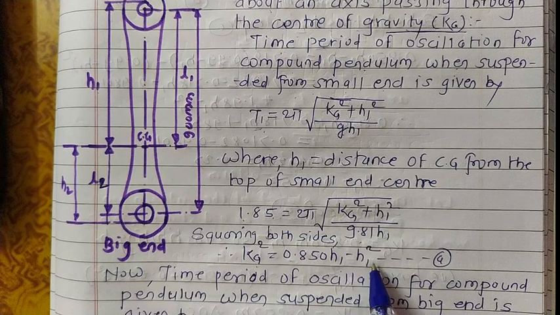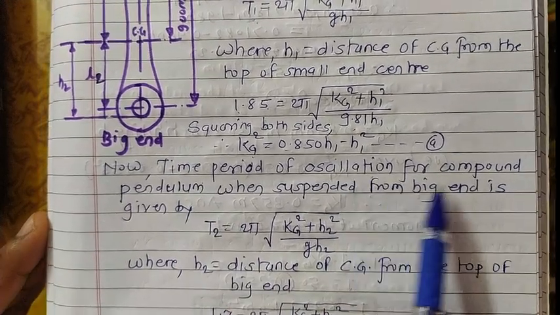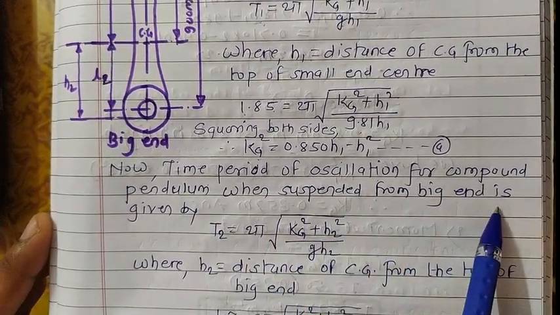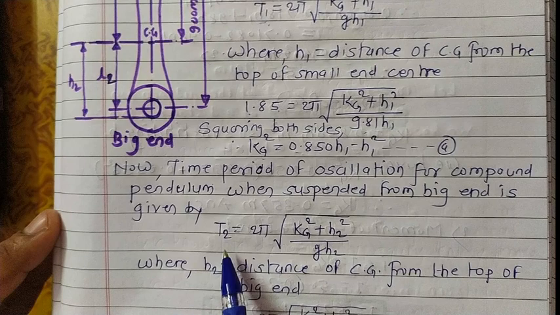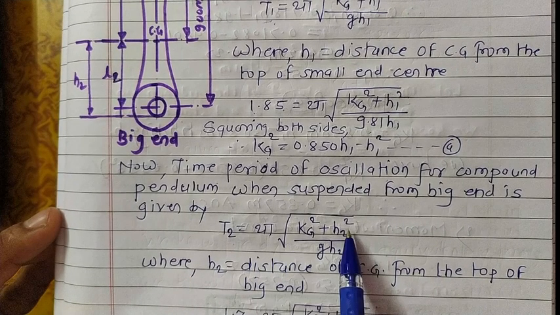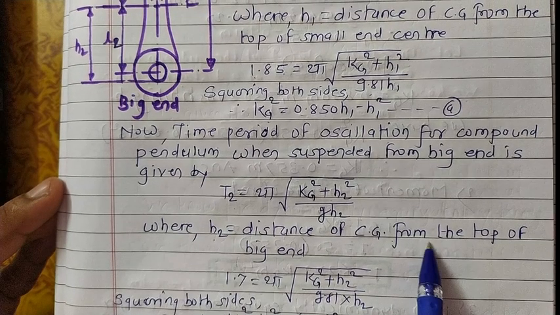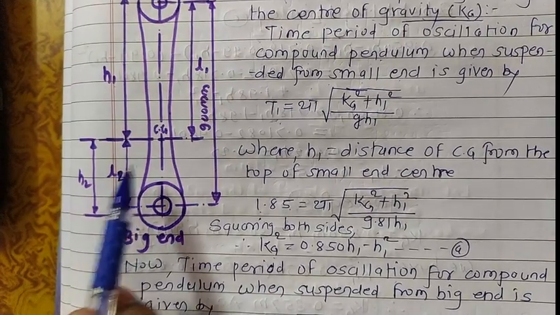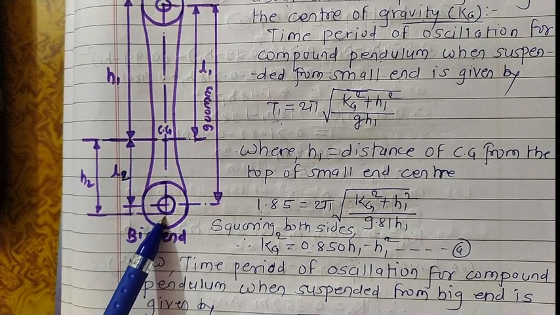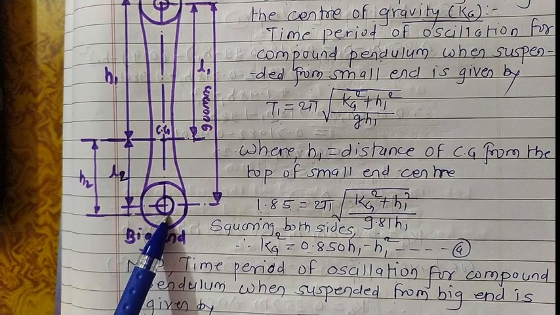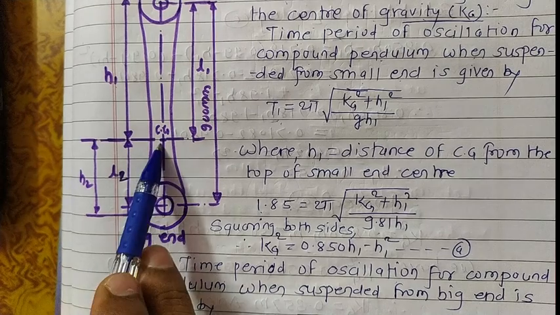Similarly, the second relation is the time period of oscillation for the compound pendulum when suspended from the big end. That relation is T2 equals 2 pi square root of (kg square plus h2 square) divided by (g into h2). H2 is the distance of the center of gravity from the top of the big center. We have already seen that the top of the big end is where the bearing is mounted, and from this up to the center of gravity point, this distance is H2.